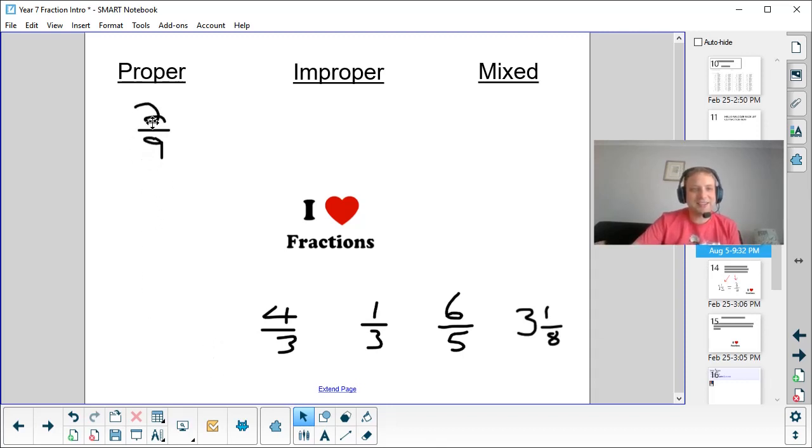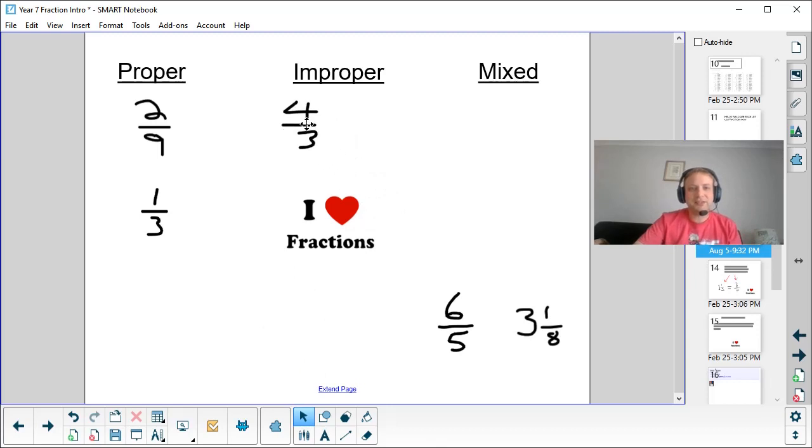So 2/9 is a nice little fraction. I've got something that got cut into 9 pieces and I get to keep 2 of them. That's a proper fraction, and you're probably noticing that the other one down here is 1/3. That one is also a proper fraction. To be improper is to have a head bigger than your belly, or to be bigger on top than you are on the bottom. So 4/3 is more than a whole thing, but it's written improperly, and so is 6/5.